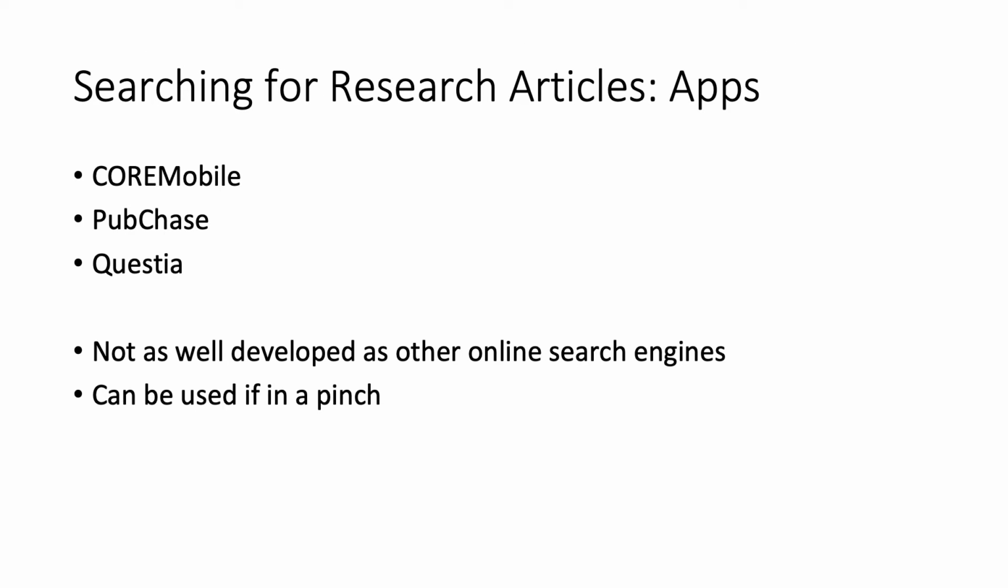With the growing use of iPads, tablets, and also your phone, since our phones can do a lot more nowadays, we can download apps to look for research articles. Some of these apps are Core Mobile, PubChase, and Questia. These apps you can utilize to find research articles, but a limitation is that they aren't as well developed as the online search engines on a laptop or desktop. They can be utilized if you're in a pinch or just want to quickly look something up.